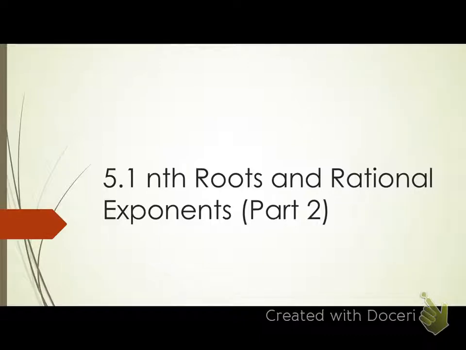Let's say I have the cube root of 21. What's another way I could write that? 21 to the 1/3 power. That's a lot of what part 1 was about, is that I can write a radical expression with a rational exponent.